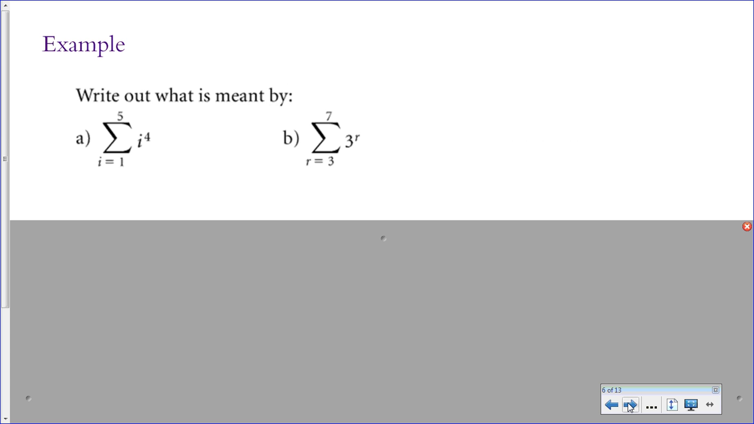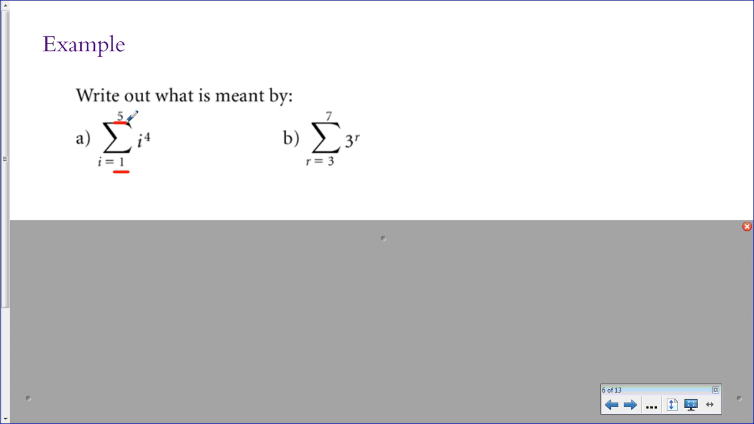So just so you can see what the sigma notation looks like, write out what is meant by example A and example B. So as you can see in example A, they're using I. In example B, they're using R. So like I said, you might see different variables. Don't get hung up on that. Just notice what the number is of the term they want you to start with, which here is 1, and the term they want you to end with, which here is 5.